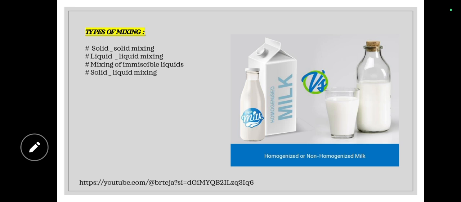There are different types of mixers, depending on the substance, like any liquid or solid. It depends on how easily it mixes, for example homogeneous or non-homogeneous milk. Okay, solid mixing and liquid mixing, mixing of immiscible liquids, solid liquid mixing. These are all types of mixing.